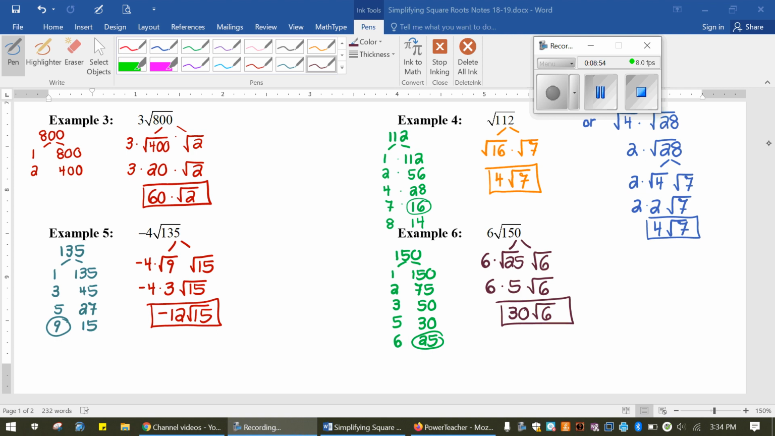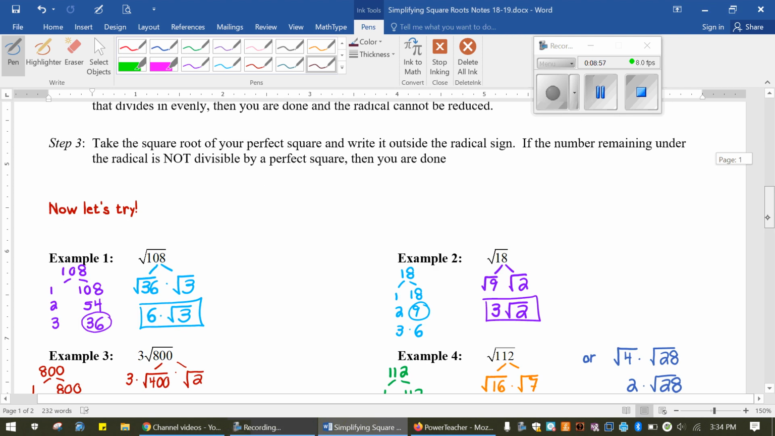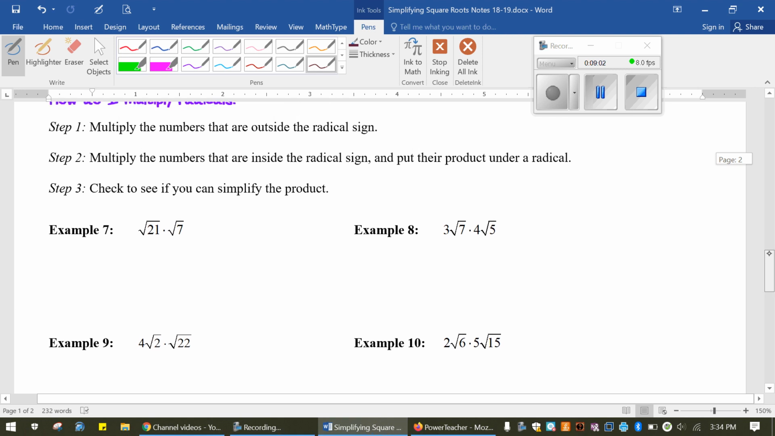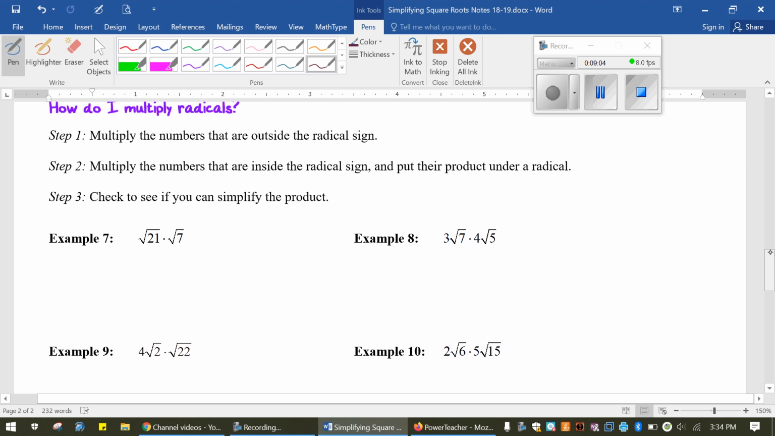All right, let's move on to the back. How do I multiply radicals? The numbers that are outside of the radical sign are going to get multiplied together, and then the numbers that are underneath the radical sign will get multiplied together. So let's take a look at number 8 first, because for each of those, it's really clear that there's a number outside. So you've got 3 times 4, which is going to make 12. And then the numbers underneath the square root are going to get multiplied together. 7 times 5 will be 35.